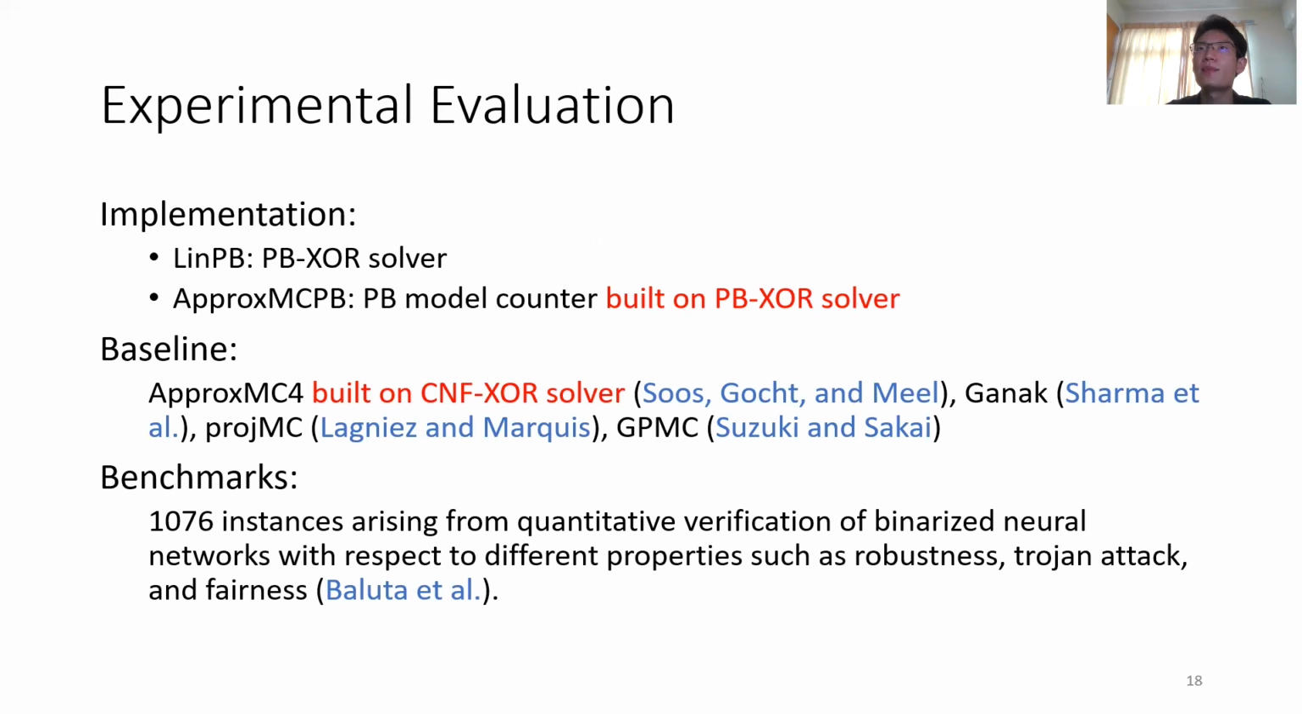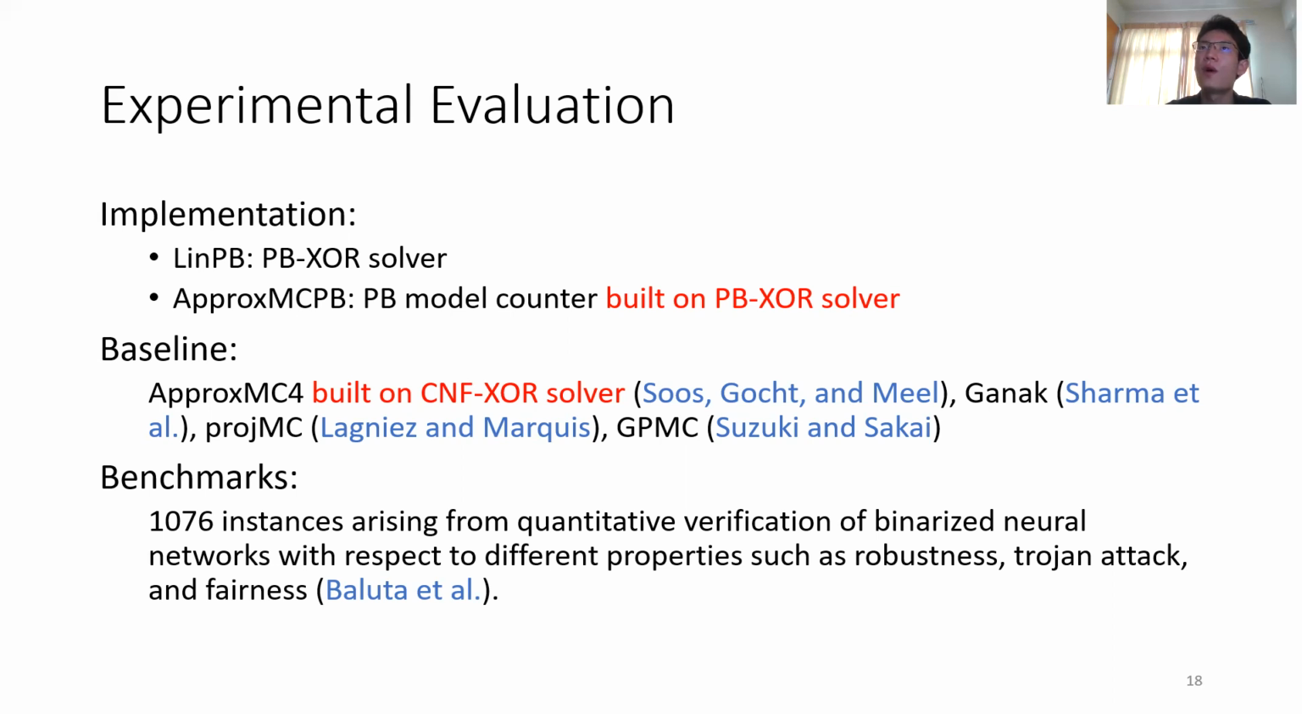Next, we perform experiments to evaluate the performance of the PB-XOR solver. We implemented a prototype of the PB-XOR solver, LinPB. Built on LinPB, we implemented an approximate PB model counter, Approx-MC PB. We use the PB model counter as a proxy to evaluate the underlying PB-XOR solver. We compared our counter with state-of-the-art model counters: Approx-MC4, which is built on top of the SynF XOR solver, GANAK, PROG-MC, and GP-MC.